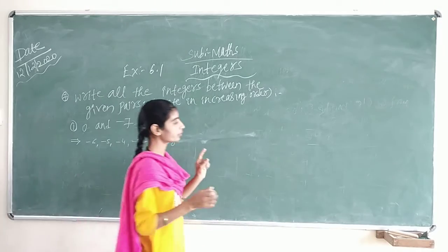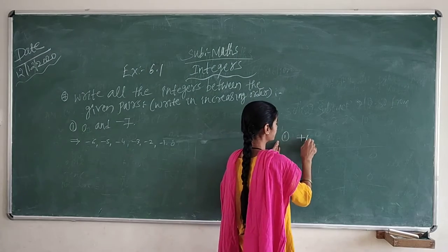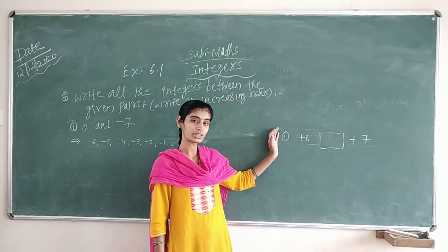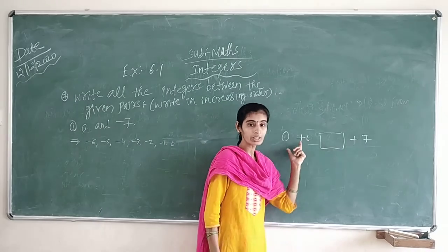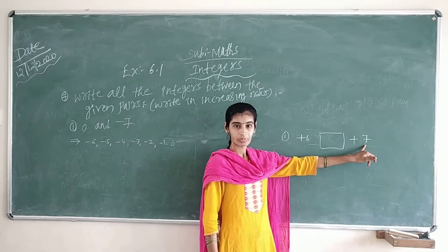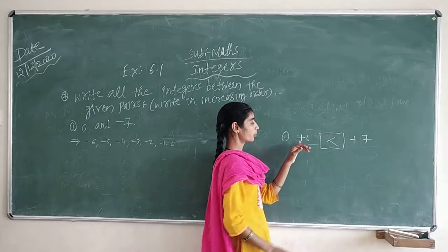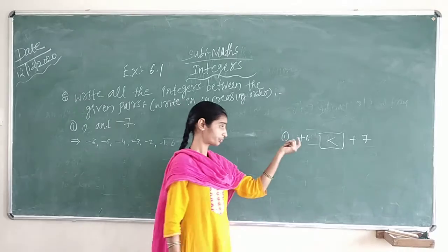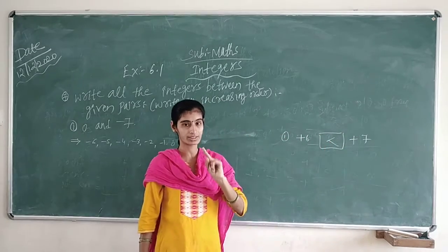I'll tell you one more thing. I'll give you some examples. First one, plus 6 and plus 7. For this, easily you can tell which is the greatest of 6 and 7. These both are positive numbers. When the numbers are positive, the bigger number will be the greatest. Plus 7 is greater than plus 6.